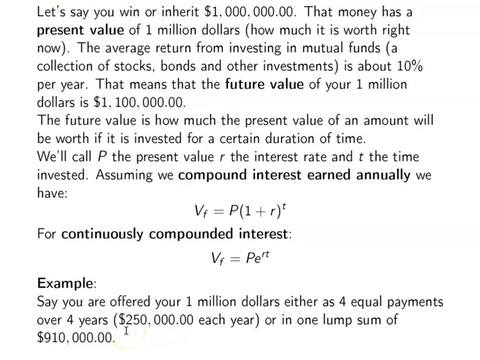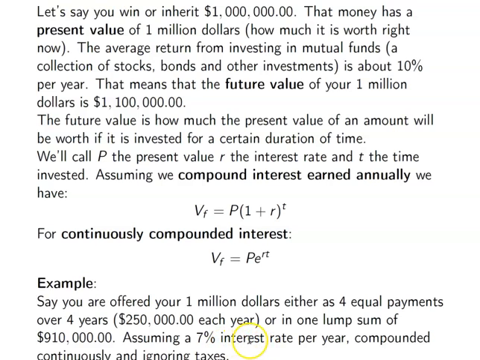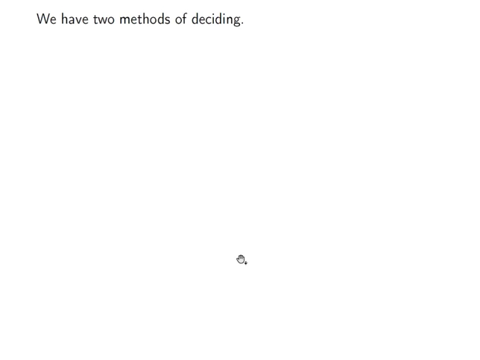But let's go ahead and see. If we get this one lump sum, basically we're taking 90 grand off. So let's assume that the interest rate right now is about 7% per year, and that's if we compound continuously, ignoring taxes. So which one should we choose? Let's go ahead and look at this.